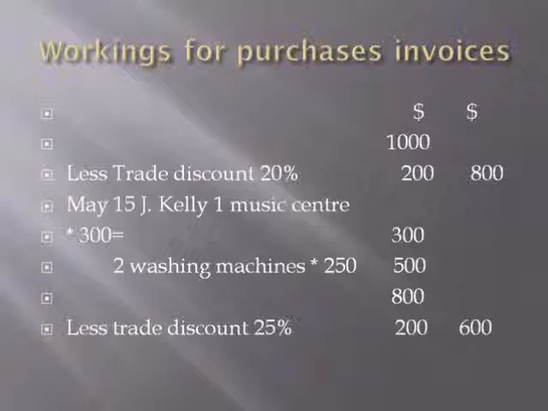May 15, you have 300 there again. This time, one music center times 300 equals 300. Then 2 washing machines at $250 each will give you 500. When you add both, you get 800. Then you find your discount, which is 25% of 800, and that equals 200. Then you take away 200 from 800, which gives you 600.